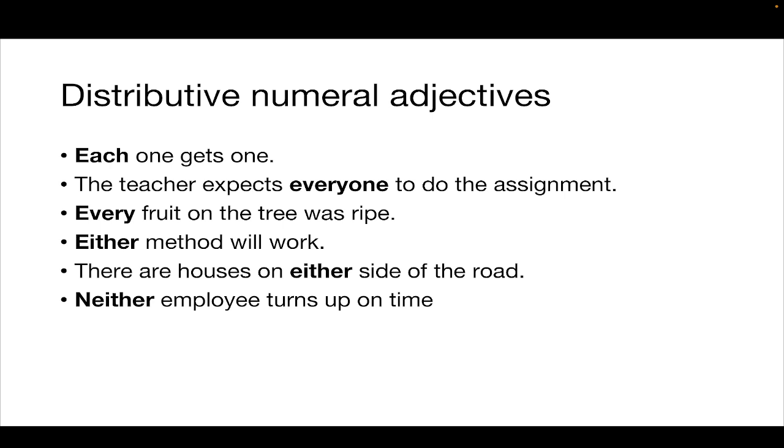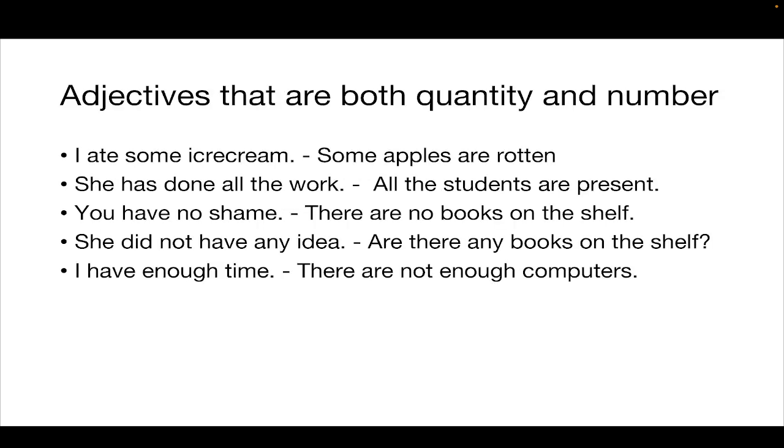Either method will work. If there are two methods, each of them is going to work. There are houses on either side of the road. This is also a definite numeral adjective. Neither employee turns up on time. So the employees don't turn up on time. You're referring to both of the employees. So either and neither refer to two people. Adjectives that are both quantity and number: the same word can be used to denote quantity as well as number.